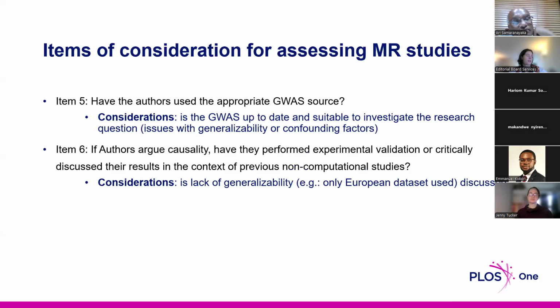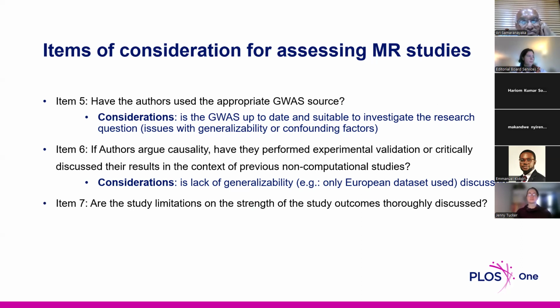And feeding into this, if authors argue that they detect a causality between an outcome and an exposure, the question is if they have performed some sort of validation to strengthen their findings, or at the very least critically discuss their results in the context of previous, preferentially non-computational studies, because it would be nice to have validation of findings in a setup that is not exclusively computational. And this, for example, we've mentioned the FinnGen dataset before. This can lead to a lack of generalizability, which is always problematic with the results.